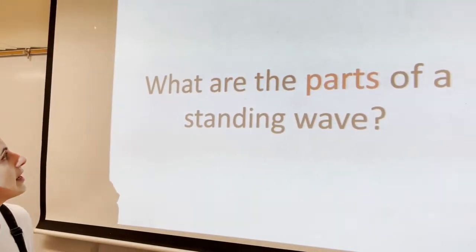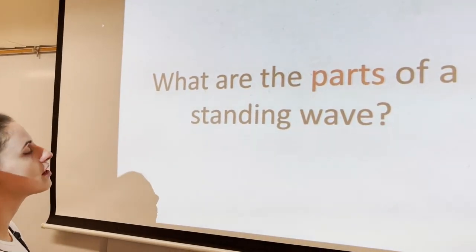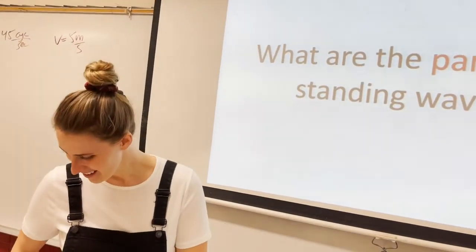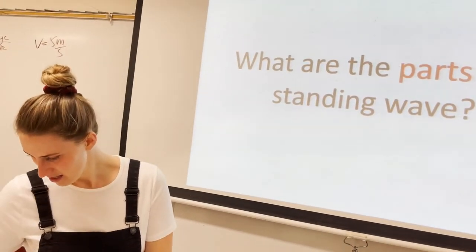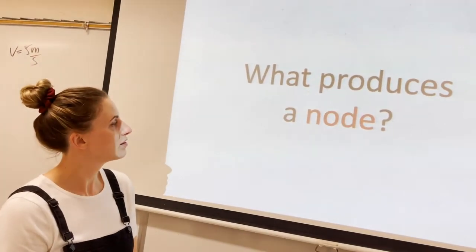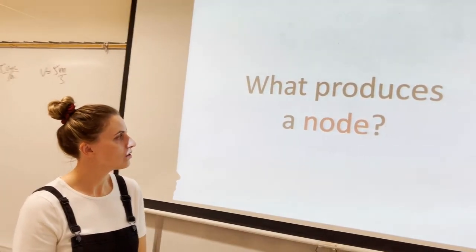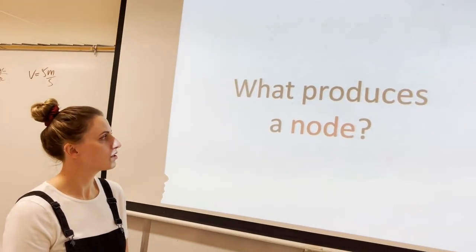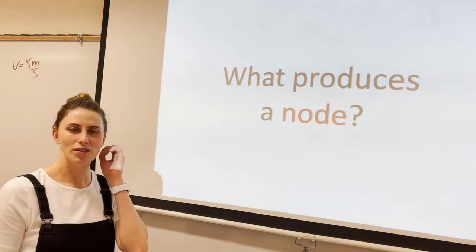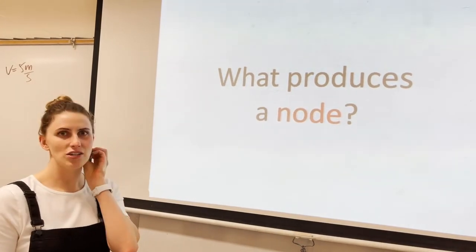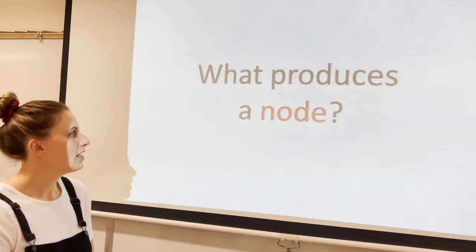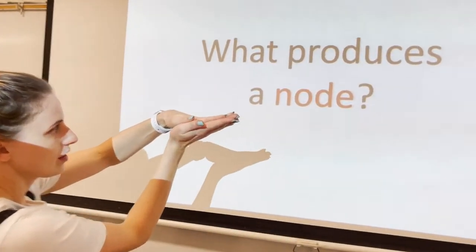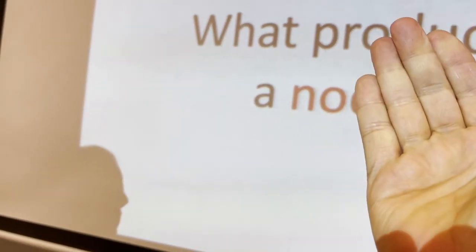Okay, so what are the parts of a standing wave? Well, there's the node, where there's no movement, and then there's antinodes, where you've got big movement. So what produces the node? It's a type of interference. Did we just talk about this? It's got to be destructive, right? Destructive interference produces a node. They cancel each other out. There's no movement at a node. See, it has the word no in it.